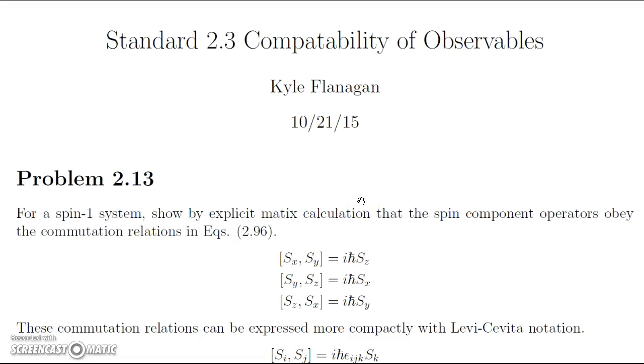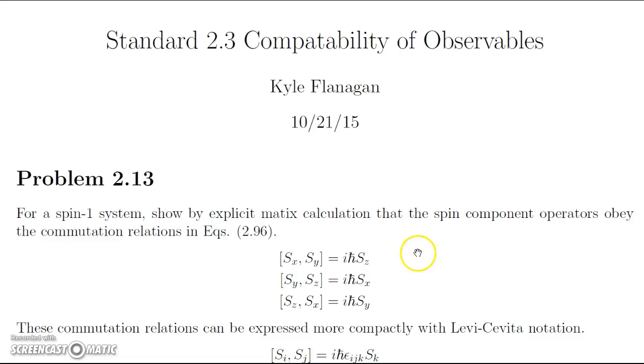Hello, we're going to be doing standard 2.3, which is on the compatibility of observables, and we're going to be doing problem 2.13 out of McIntyre. It states that for a spin 1 system, show by explicit matrix calculation that the spin component operators obey the commutation relations in the following equations in McIntyre.